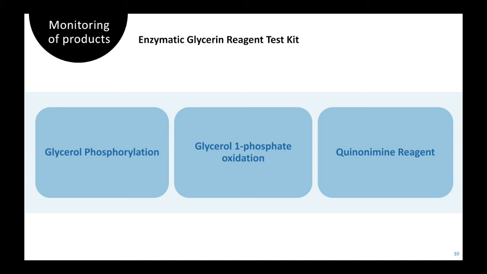To measure glycerol concentrations, enzymatic glycerol reagent test kits are used. The test kit contains a complex of 3 enzymes catalyzing 3 reactions which include glycerol phosphorylation, glycerol 1-phosphate oxidation, and quinoneimine formation, which produces a pink-purple colour and can be measured on a spectrophotometer at 540 nanometers to determine glycerol based on optical density. The concentration of DHA can be measured by gas chromatography or spectrophotometry.